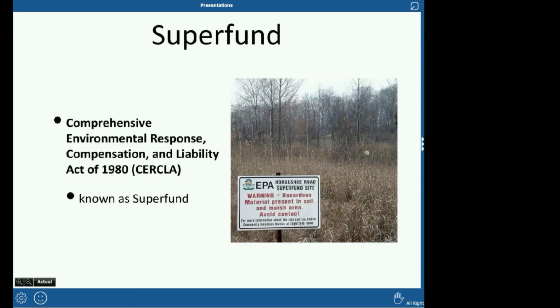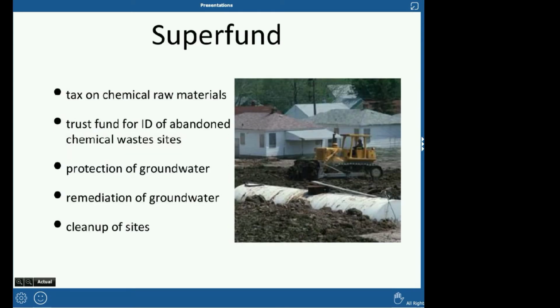Here we go. The act is actually called the Comprehensive Environmental Response, Compensation and Liability Act of 1980, or some people call it CERCLA, but it's also known as Superfund. So if you're doing an FRQ, you could say Superfund and you would get credit for that, or you could say CERCLA and you would get credit for that. So you can do either one. Basically, they put a tax on chemical raw materials, and that tax is put into a trust fund. And then they identify chemical waste sites, and then they try to clean up and remediate them.